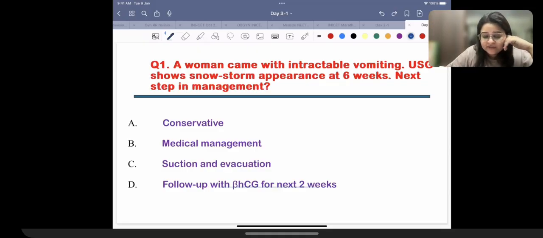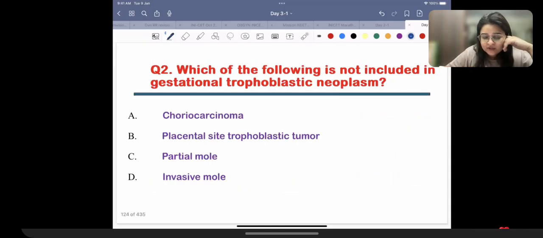Okay, a woman came with intractable vomiting. Ultrasound shows snowstorm appearance at 6 weeks. Next step in management is suction and evacuation. So this is a complete mole. What will you do? You will evacuate the uterus. Which of the following is not included in GTN? Gestational trophoblastic neoplasia will not include partial mole. Partial mole and complete mole are types of gestational trophoblastic disease. Tumors and neoplasias include all the rest.